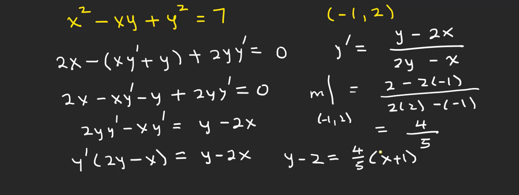What about the equation of the normal line? Well, the slope will be the negative reciprocal. So you end up getting y minus 2 equals negative 5 over 4 times the quantity x plus 1.